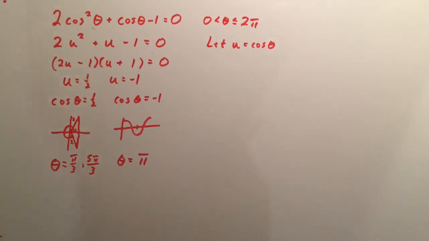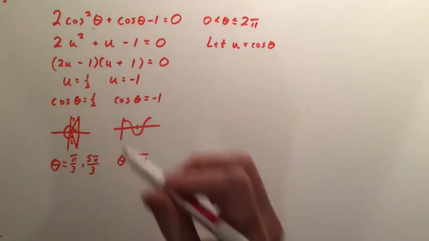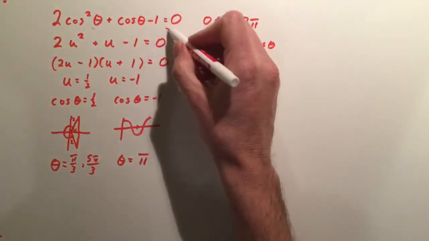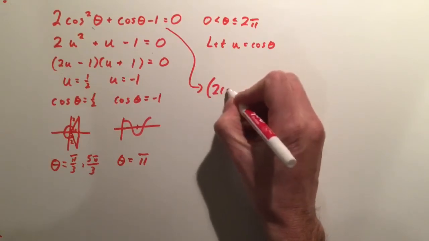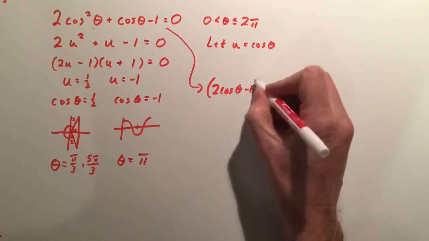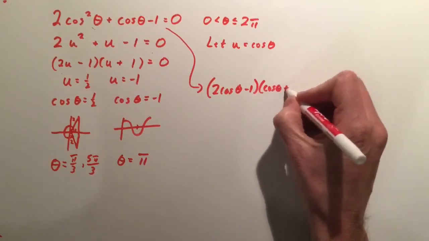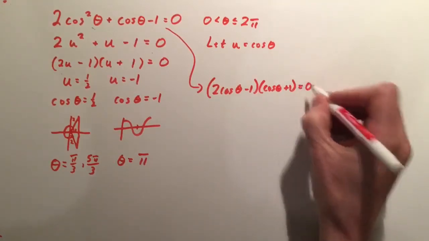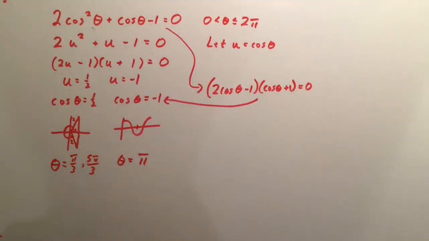Now, a lot of students may not want to use a u substitution. A lot of students will go straight from this equation right here to factoring it as is: 2 cosine theta minus 1 times cosine theta plus 1 equals 0, and then from there you'll go straight to here. One is not really any better than the other, so that'll be fine.